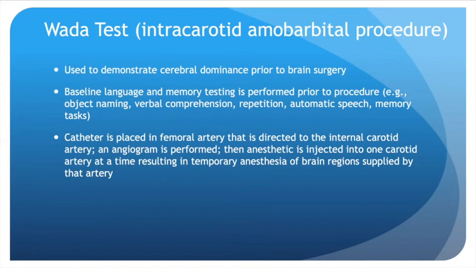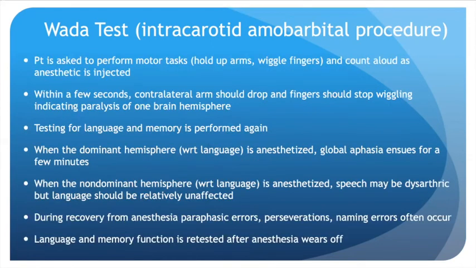Then anesthetic is injected into one carotid artery at a time, resulting in temporary anesthesia of brain regions supplied by that artery. The patient is asked to perform motor tasks: hold up the arms, wiggle the fingers, and count aloud as the anesthetic is injected. Within a few seconds, the contralateral arm should drop and fingers should stop wiggling, indicating paralysis of one entire brain hemisphere. Testing for language and memory is then performed again.